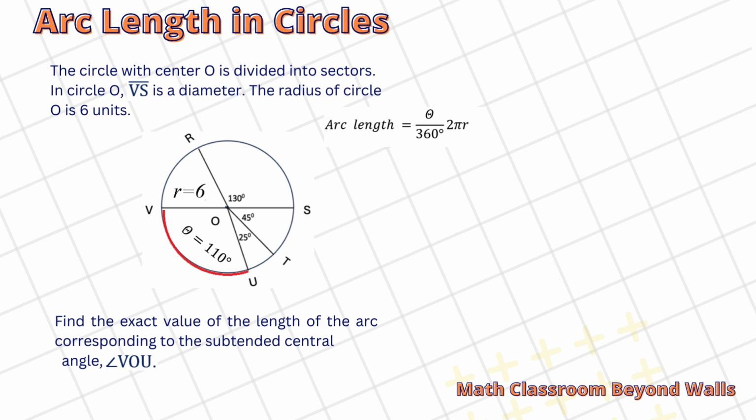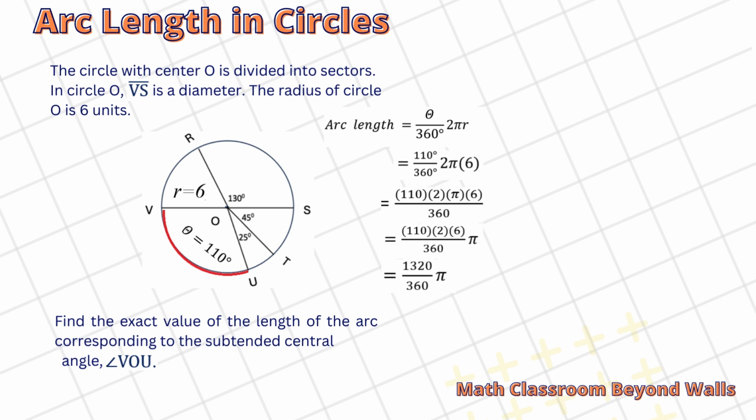Plugging in the values for the central angle that we got, which is 110 degrees, and the radius that is given, which is 6 inches, we now have this. Putting all the numerators together gives us, separating the numerical value from pi, we have this now. Multiplying the numerators, we now have this. Dividing the numerator by the denominator gives us 3.666 pi. Now we have a number in decimal form.